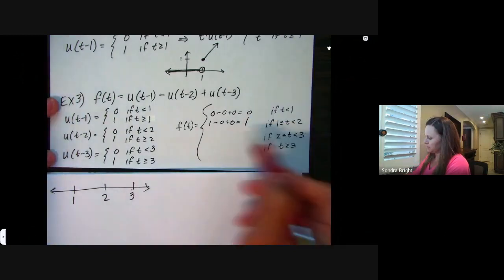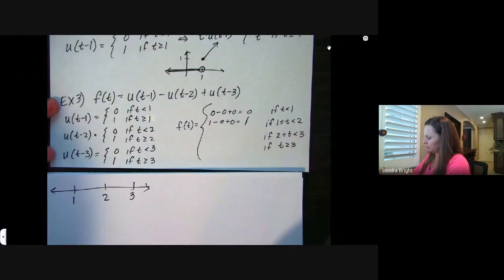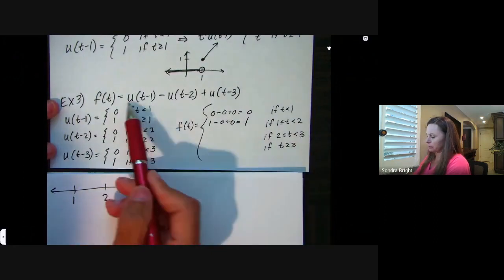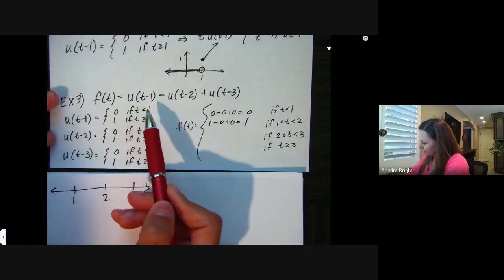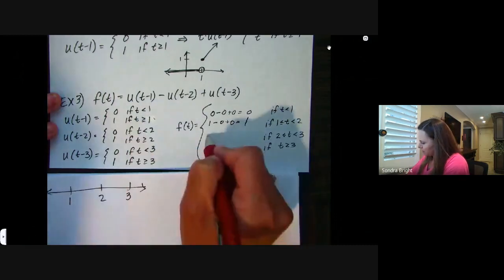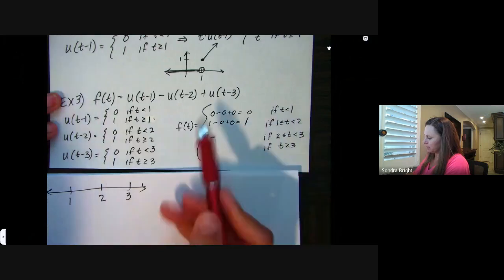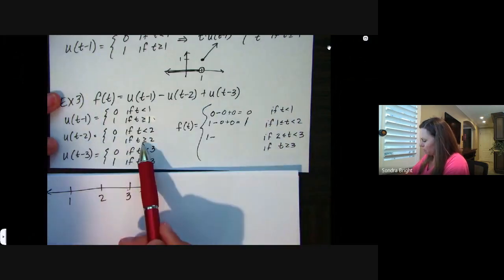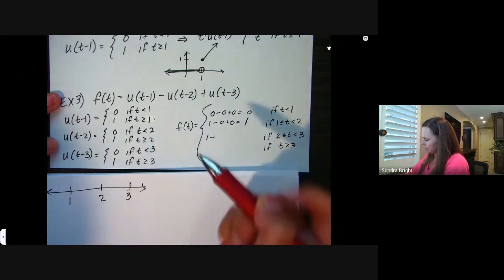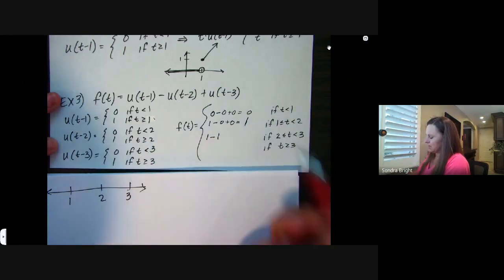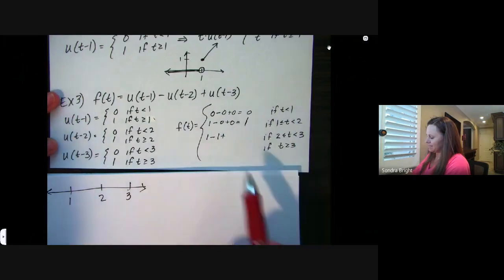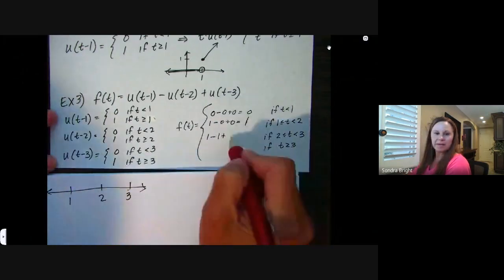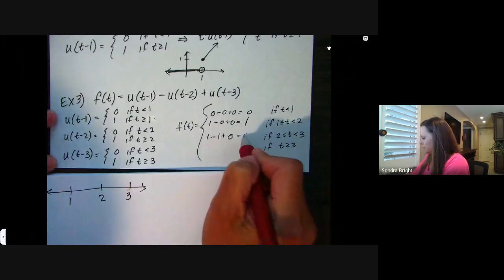All right, what about when it's between 2 and 3, including 2 but not including 3? Well, u of t minus 1, if you're between 2 and 3, you're definitely larger than 1. So that piece is 1. And then we're going to subtract from it u of t minus 2. Well, it's greater than or equal to 2, so that's a 1. And then plus u of t minus 3 when it's less than 3? Well, that's 0. So when you add 1 minus 1 plus 0, it's still 0.